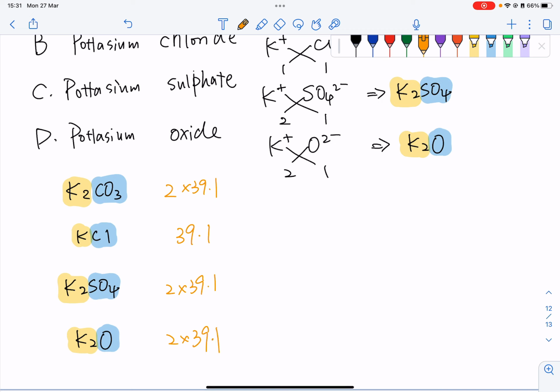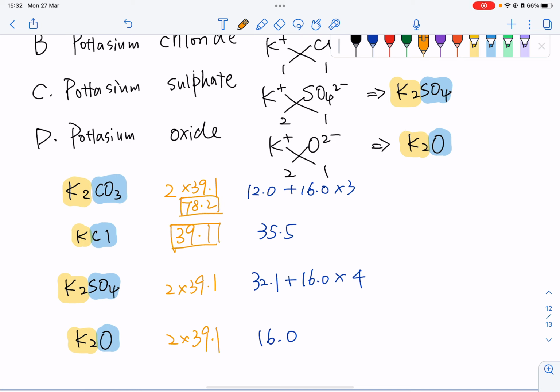And let's calculate the blue sections. CO3 will be 12.0 plus 16.0 times 3. Chlorine will be 35.5. SO4: S will be 32.1 plus how many oxygens here? 4. And what's the mass of oxygen? 16.0 times 4. And for oxygen here it is 16.0. Then we should be able to derive the masses. Type it in your calculator. The left one should be 78.2, and here it is 39.1. This one is also 78.2, 78.2.